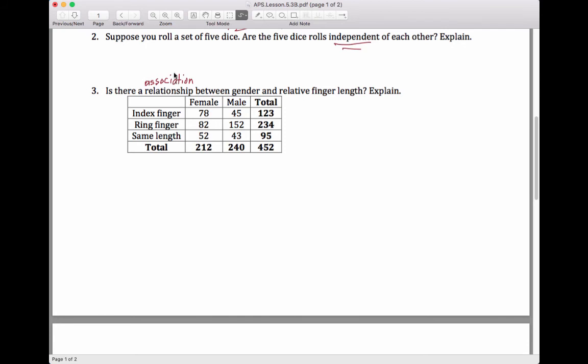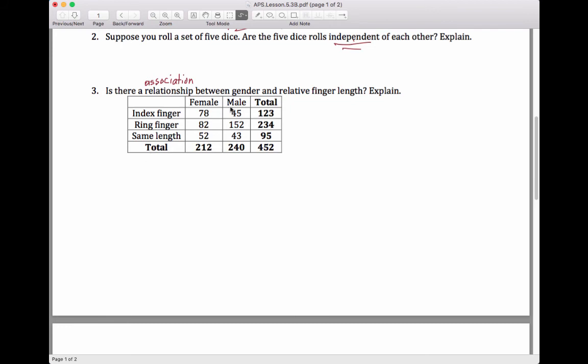So sometimes they will ask the question and talk about independence, and sometimes they may ask about association or relationship. And you just have to be careful that you know that these are antonyms, and so if they are independent, then they would not have a relationship. If they do have a relationship, then they are not independent.